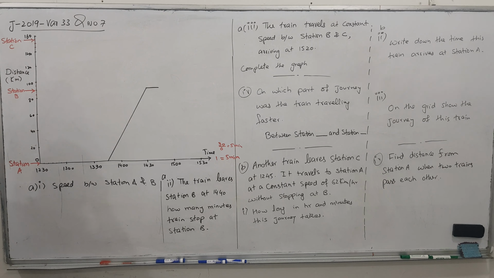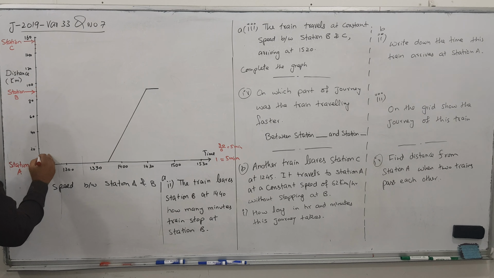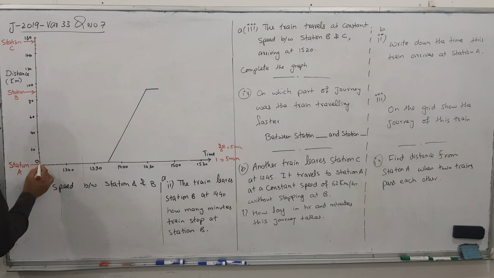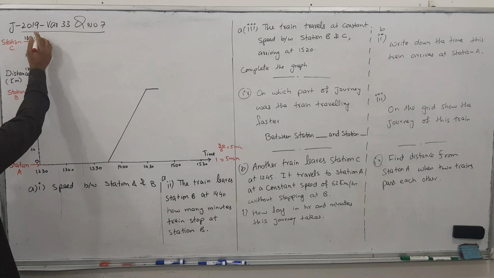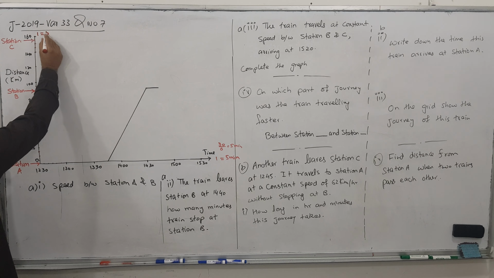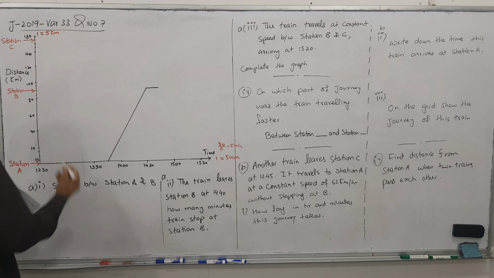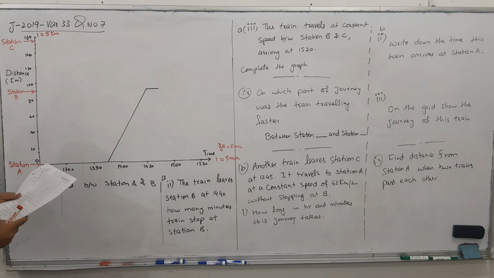Now here, 20 corresponds to 4 boxes. So 20 divided by 4 gives 5 kilometers. So one small box equals 5 kilometers. This is clear, and now it will help us to solve the question easily. Okay, let's start.